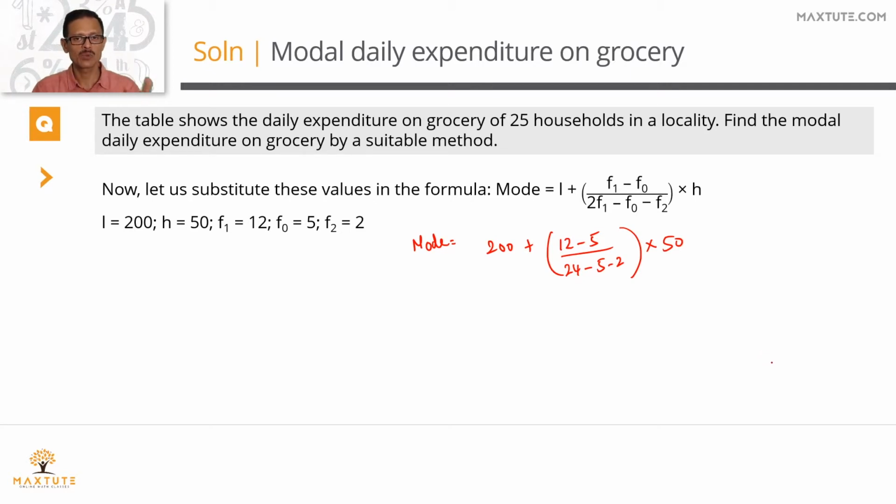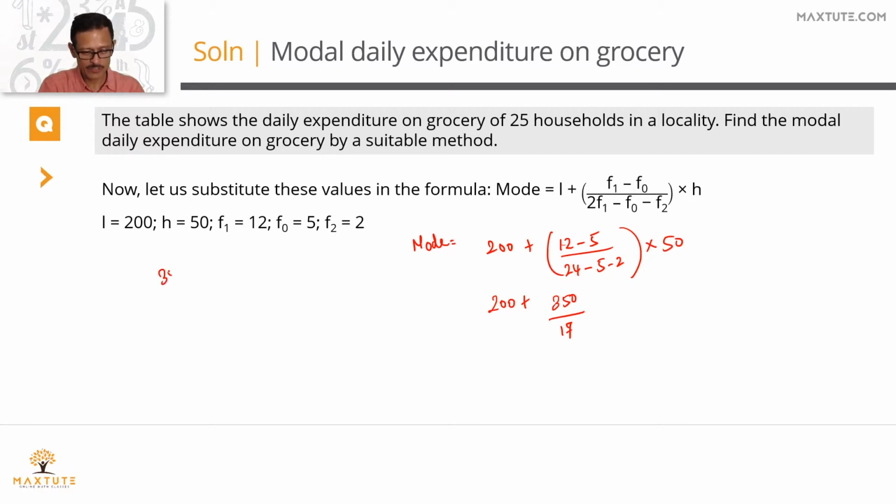1 mark for identifying the modal class, 1 mark for writing the formula and half a mark for plugging in the values. You get half a mark for completing this calculation. Let's quickly run through it. So this is 200 plus 12 minus 5 is a 7 into 50 which is equal to 350 divided by 24 minus 7 which is equal to 17. This bit of a calculation is a bit of a pain.